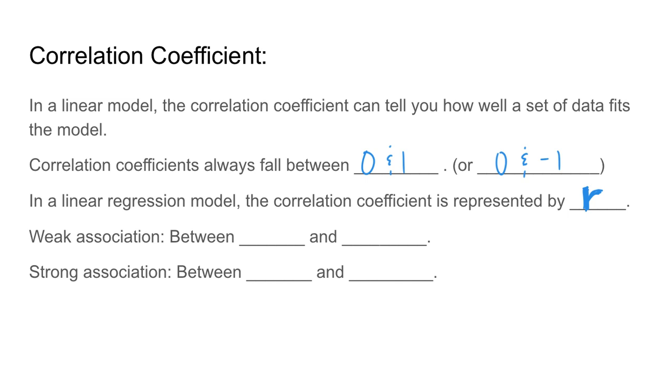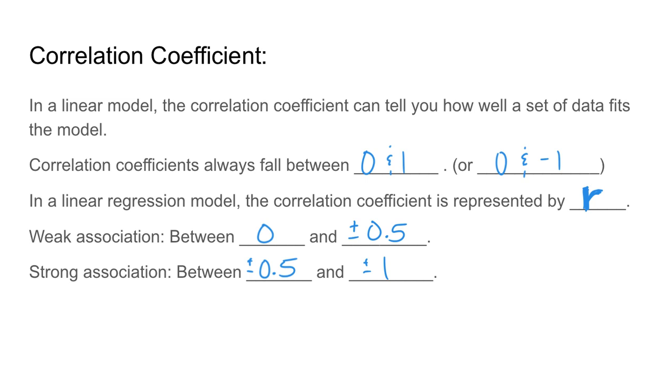So generally speaking, when you look at a correlation coefficient, the data is considered to have a weak association or weak correlation when that correlation coefficient falls between 0 and about 0.5. Now again, that can be positive or negative 0.5. And then you consider it to be strong if that number is between 0.5 and 1. So basically, the closer a number gets to 1 or negative 1, the stronger that correlation is. The closer it is to 0, the weaker the correlation is.